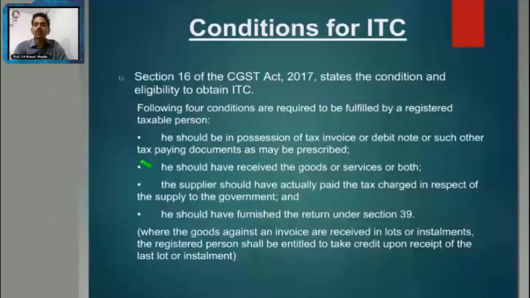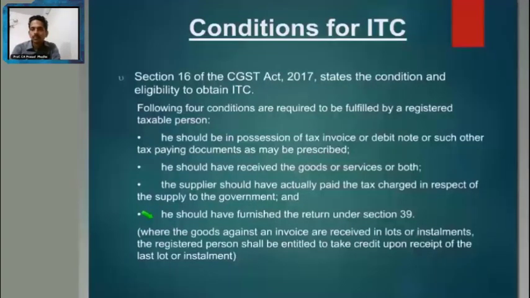Now see, the first condition, as we can see here, says that he should be in possession of the tax invoice. That means if you want to take the credit, then you have to have a proper tax invoice for the same. If the tax invoice is not available, then you are not eligible for the credit. Secondly, he should have received the goods or services or both. That means let us say A is providing me goods, then I should have received those goods, then I can take credit. Or if it is services, then I should have received those services.